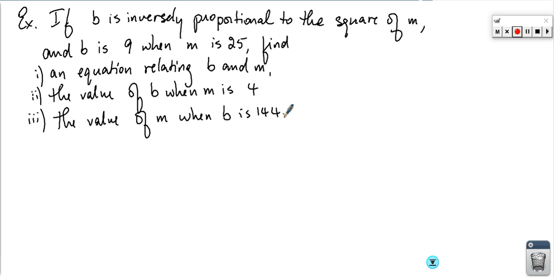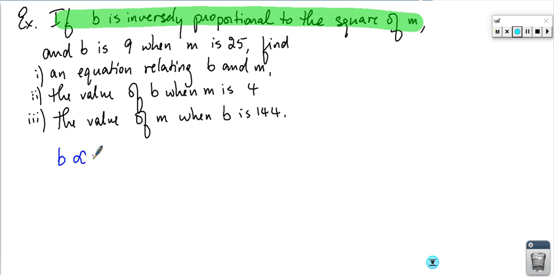This time it is an inverse proportion problem. So we're going to start by finding an equation relating b and m. As we did in the other problem, we're going to start by describing that. If b is inversely proportional to the square of m, then b is equal to k on m squared, and we're going to use the second part. b is 9 when m is 25. We're going to use that to find the value of k.